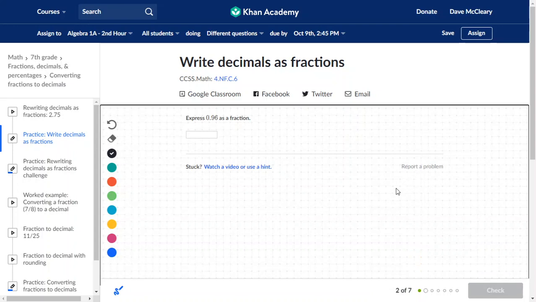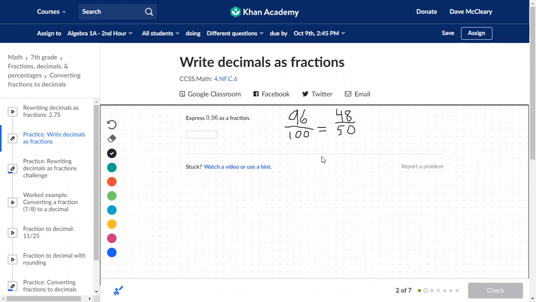Okay, let's try another one. 0.96. So two places. So this is the hundredths place. So we can write this as 96 over 100. Now, let's reduce this. I noticed that both of these are even numbers, so I'm going to take out a 2. So let's see, if we divide 96 by 2, we get 48. And if we divide 100 by 2, we get 50. So that gets me 48 over 50.